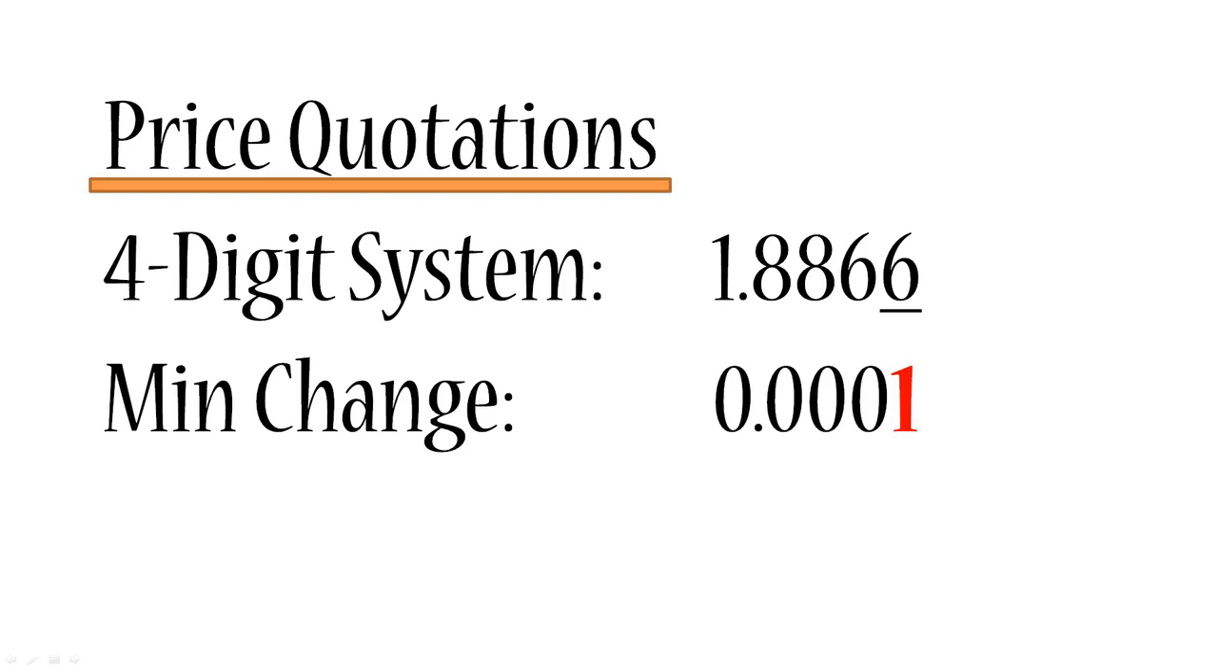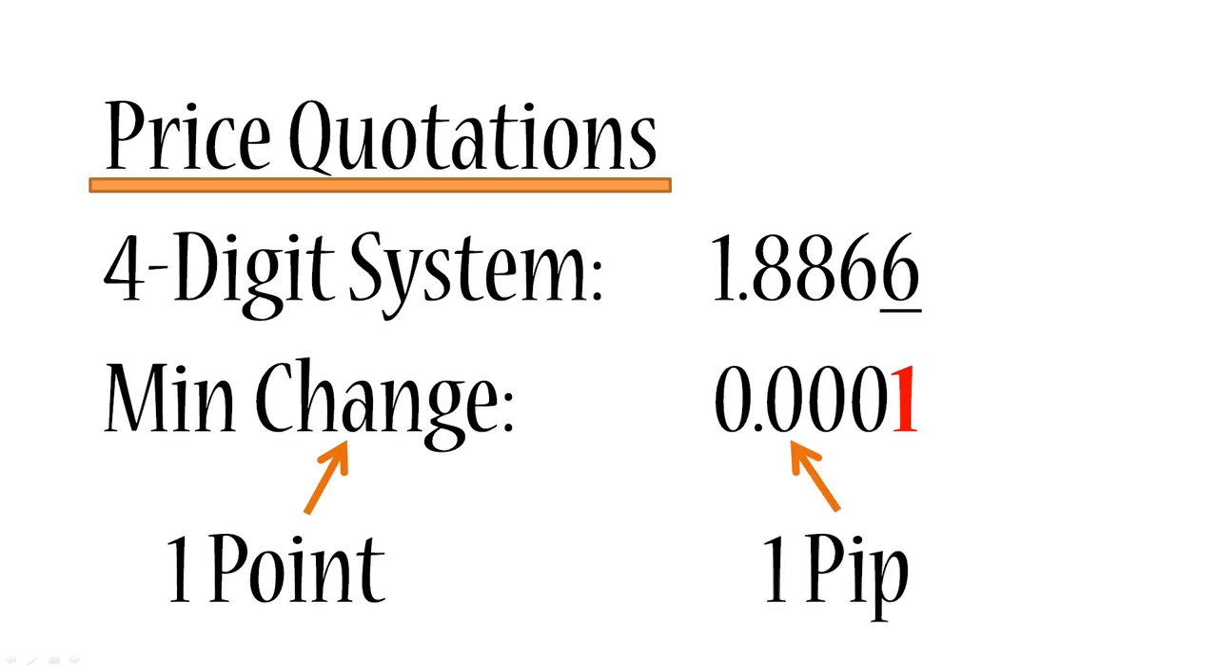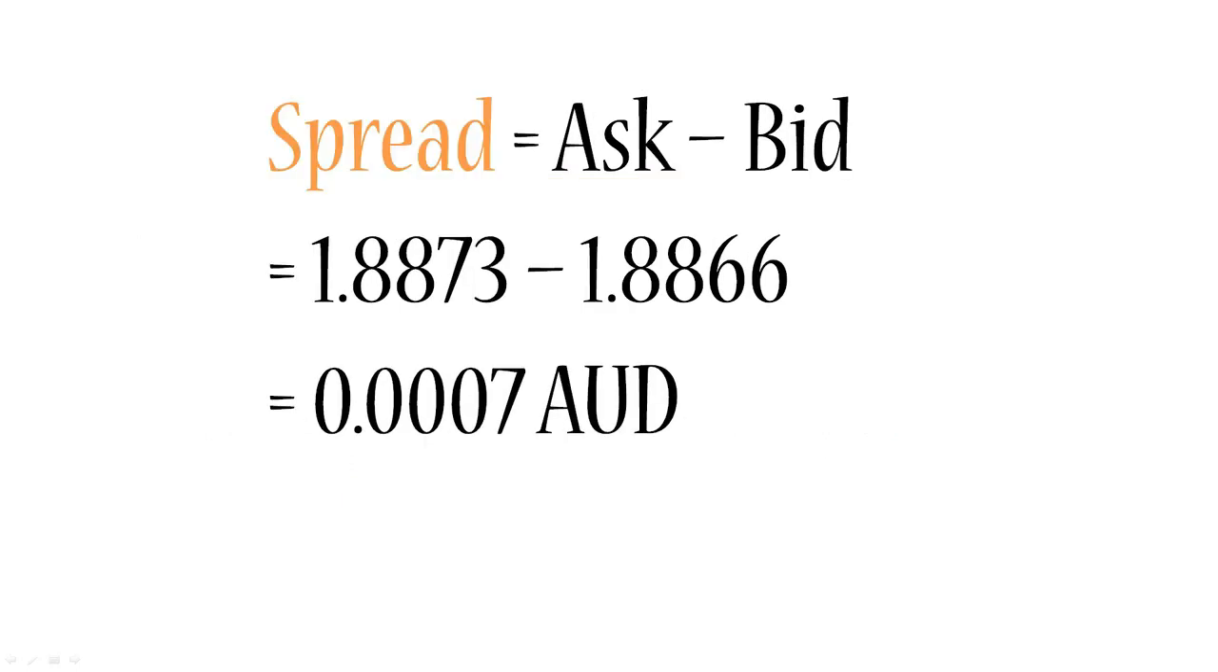Therefore, the minimum change is always called 1 point, and this value on the right, 0.0001, is called a pip. It's important to keep these things in your mind separately. So the minimum change is 1 point and 1 pip is 0.0001. So in this case, the minimum change is equal to 0.0001, and that means 1 point is exactly equal to 1 pip. And that's going to be the case for every single currency pair if it is quoted in the 4-digit quoting system.